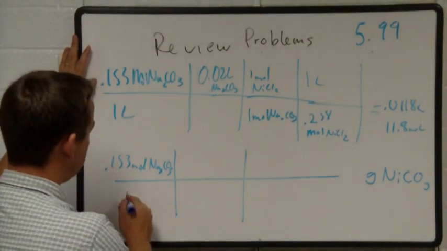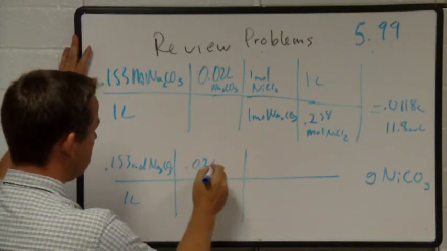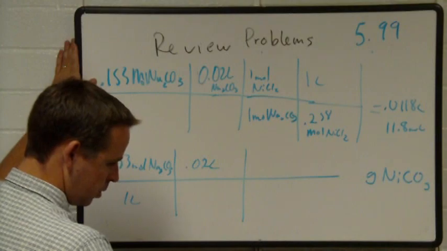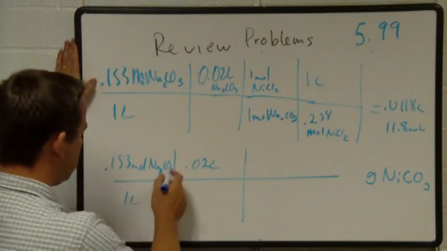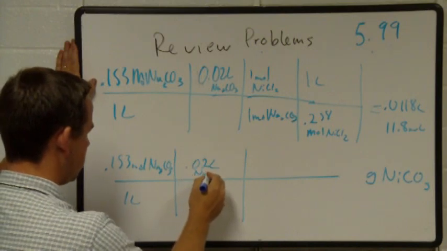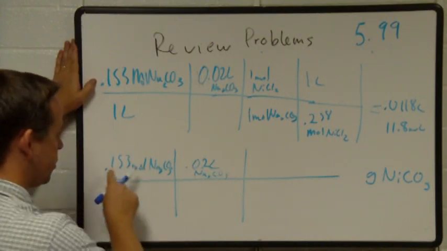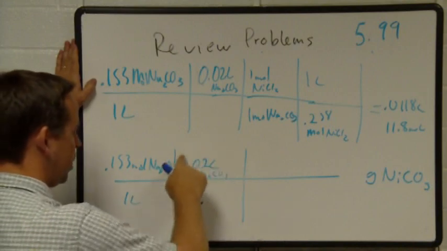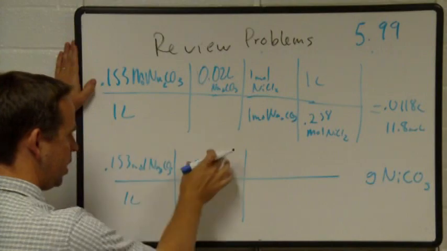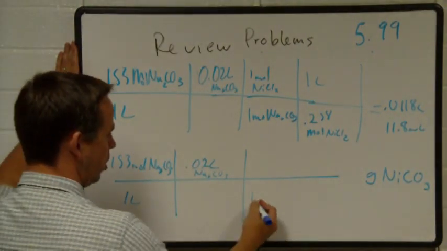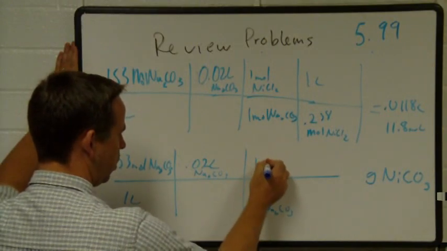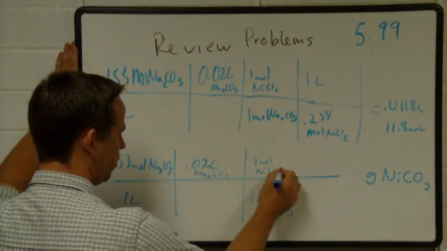All right, that's how many moles we have per liter, 0.02 liters. Does it say how many milliliters? All right, yeah, so we can just tell from here, this is how many moles of sodium carbonate per liter, and this is how many liters of sodium carbonate. So if we multiply this molarity by liters, we'll be in moles of sodium carbonate. And for every 1 mole of sodium carbonate, we get 1 mole of nickel carbonate.